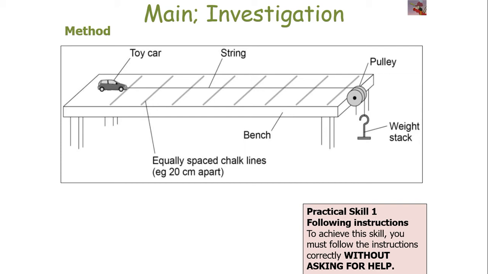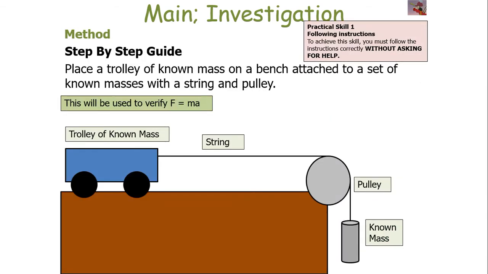Now, what we'll look at is another way in which you can do this investigation, not by using a stopwatch and the humans to do this. Rather, we'll be looking at using a data logger. So what you can do is place a trolley of known mass on a bench attached to a set of known masses with a string and a pulley.